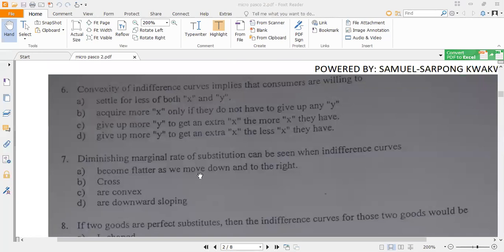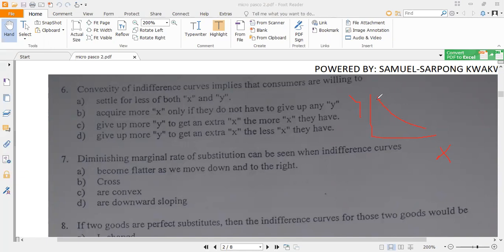Okay, it seems they are all talking about the same thing. So this is what I'm trying to say. If you have a convex indifference curve, it means that there's some level of substitutability between good Y and good X, which means that you are willing to sacrifice 1 unit for the other.